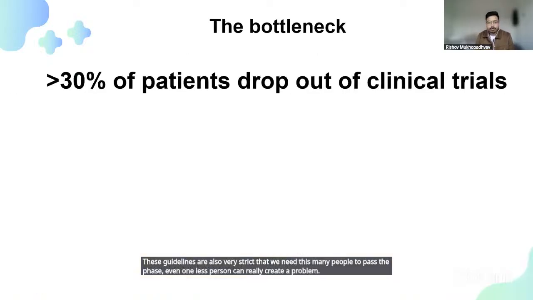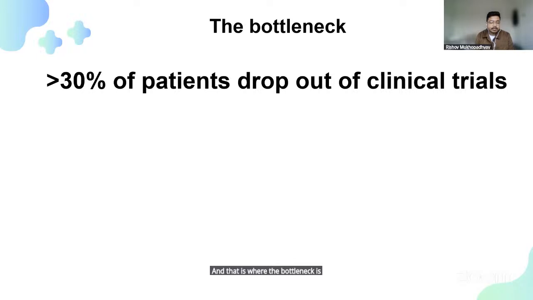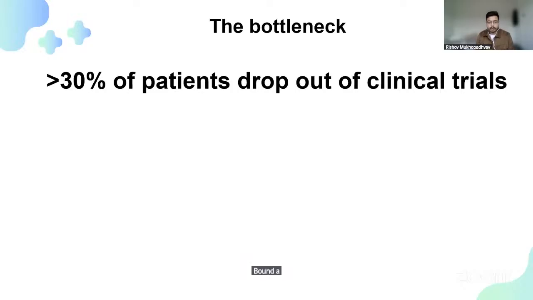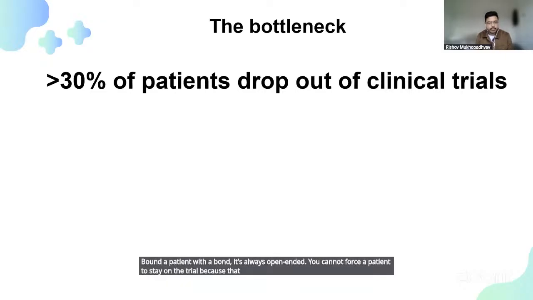And that is where the bottleneck is: more than 30% of patients drop out at some stages. And this is a global problem. This is not an Indian problem or a country-specific problem. This is a global problem where patients can drop out. And there is no such rule that you can bind a patient with a bond. It's always open-ended. You cannot force a patient to stay on the trial, because that is inhuman and beyond regulatory approvals.